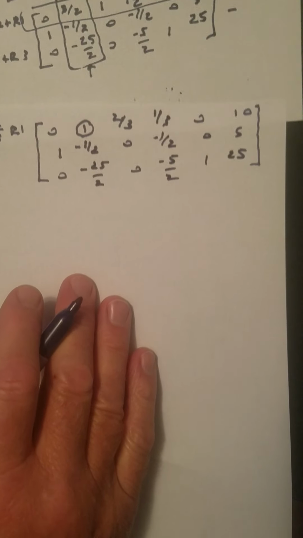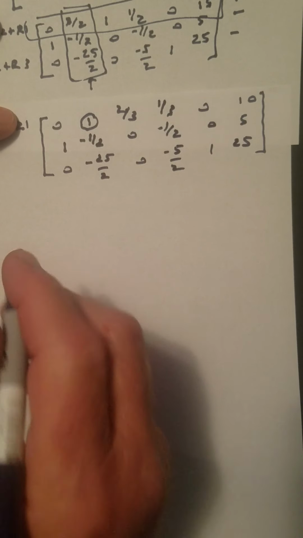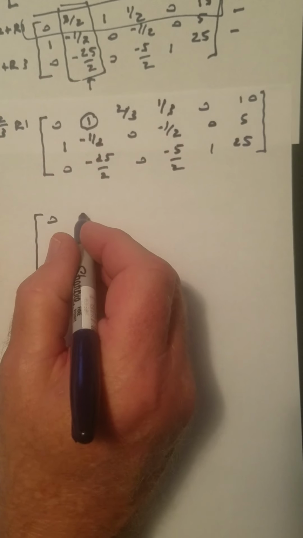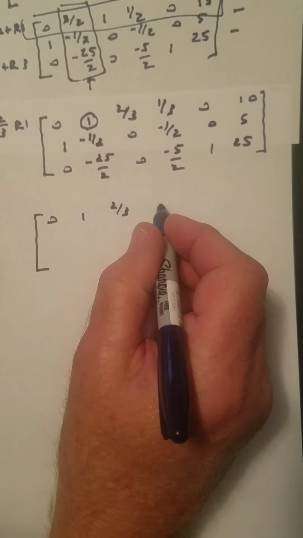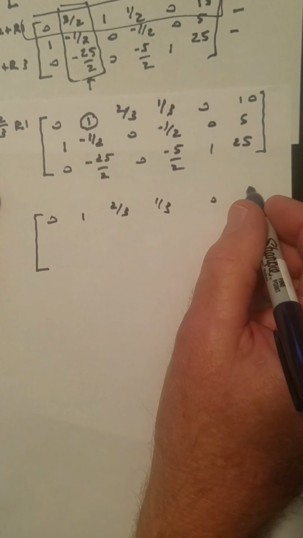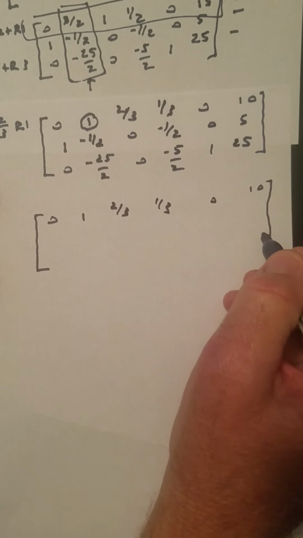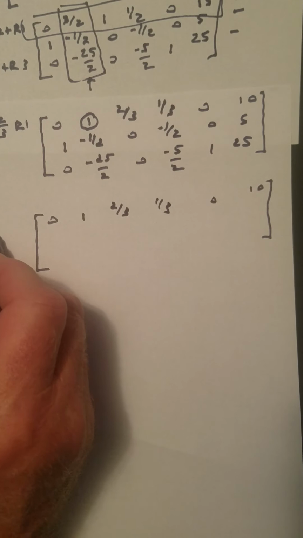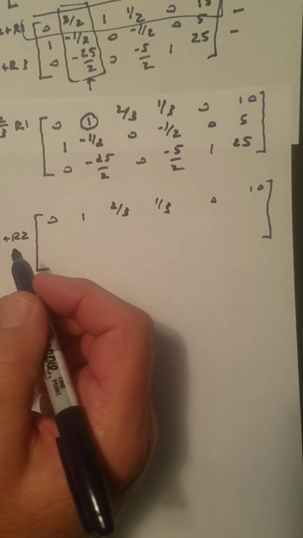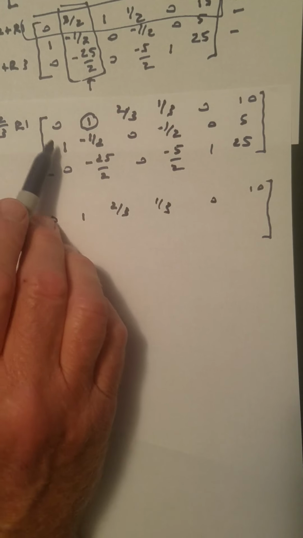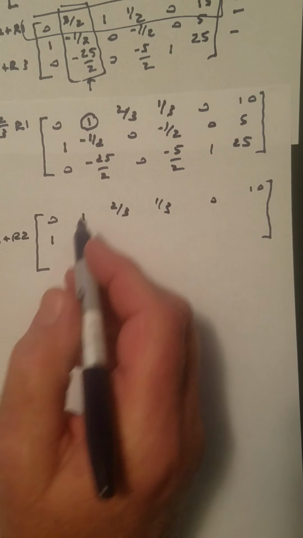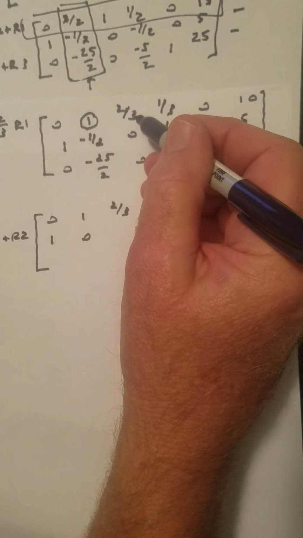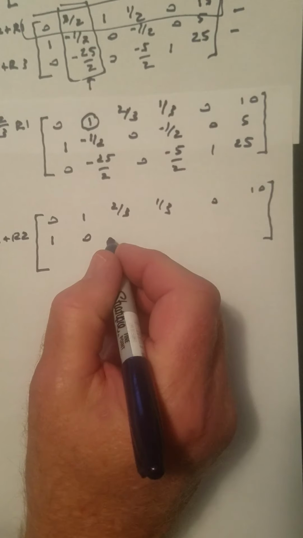Okay. Moving on. So I've got the 1, top row is going to stay the same. So to get a 0 here, I'm going to take 1/2 row 1 plus row 2. 1/2 times 0 is 0, plus 1 is 1. 1/2 times 1 is a half, plus negative 1/2 is 0. 1/2 times 2/3 is 1/3, plus 0 is 1/3.